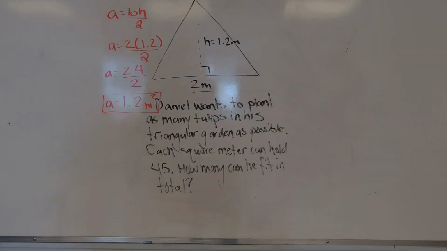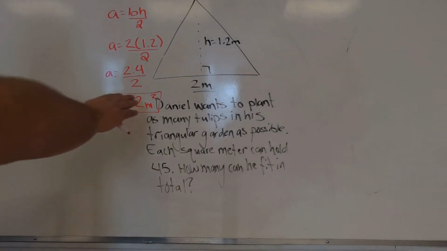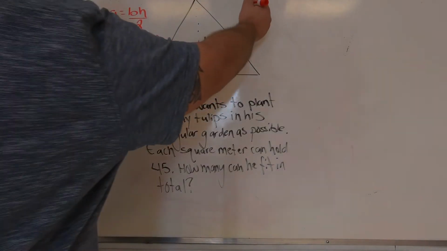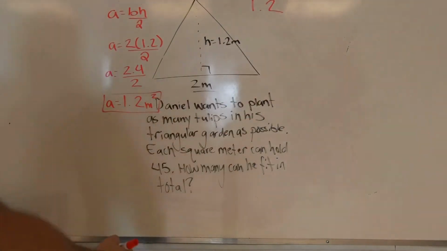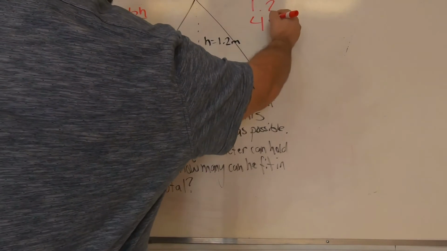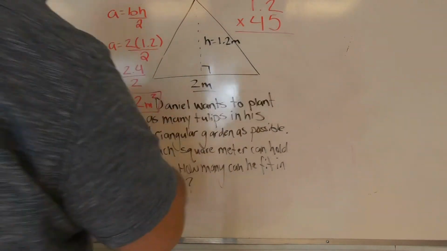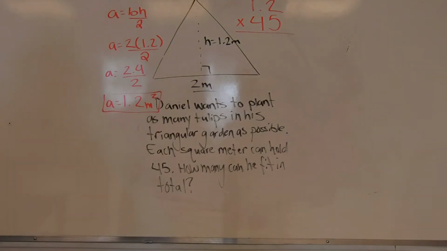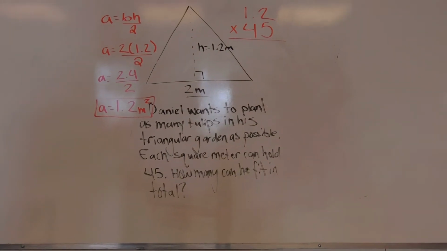We were asked if 45 tulips can be planted in 1 square meter, how many can be planted in total? Okay, so the way to do this is pretty straightforward. The first thing we need to look at is we know the area of the whole triangle, and that whole area is 1.2. Now, each one of the square meters can hold 45, but we want to know how many can be held together. So all we need to do is multiply 1.2 by 45, and that will give us the answer we're looking for.